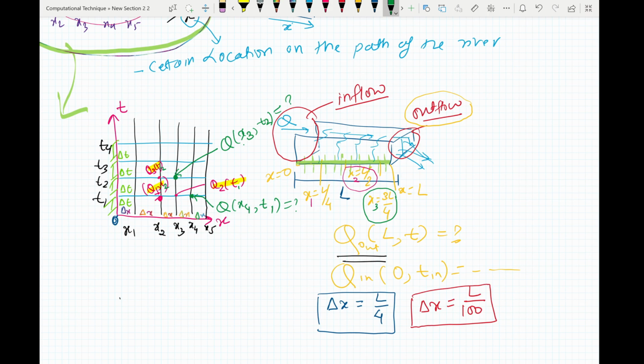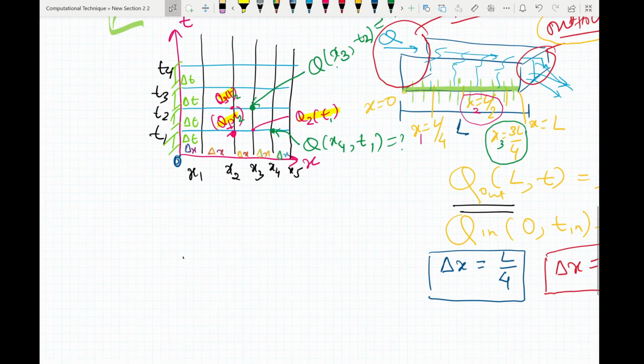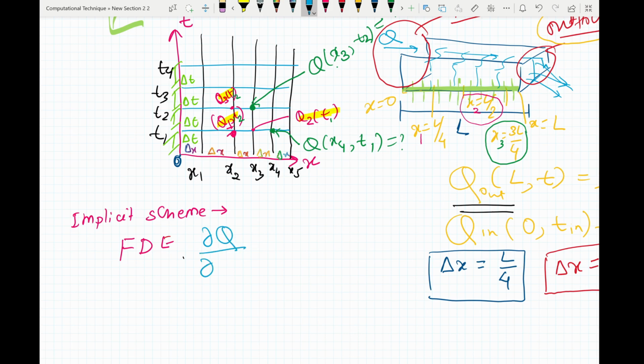Now there are several schemes to solve this problem. One of the schemes is known as the implicit scheme. Let's say you have a differential equation that you approximate based on variables in the future. For example, let's say you know the value of q at x equals x2.